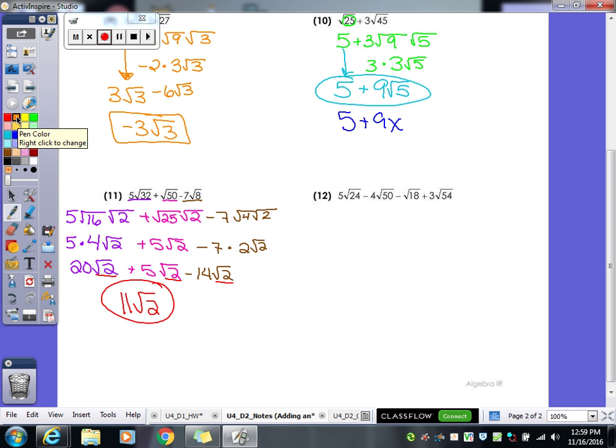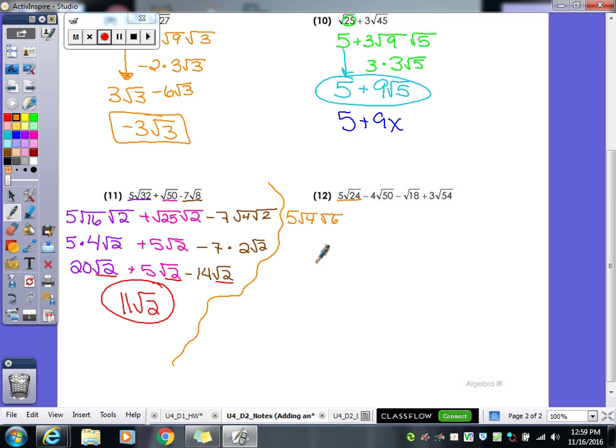All right, one more in our notes. So for number 12, again, we have to go through and break each one of those down. So let's start with the 24, 5 radical 24. So I'm going to do 5 and then 2 radical signs. What's our largest perfect square that goes into 24? No, 12 is not perfect. Not 16. 4.